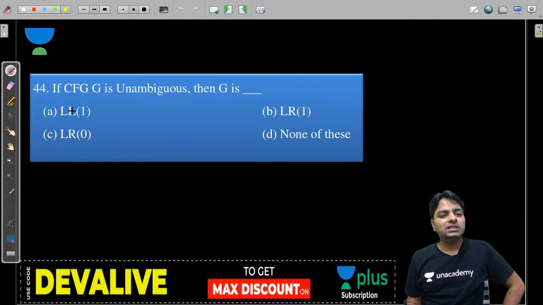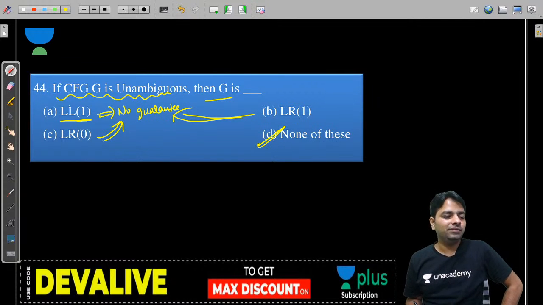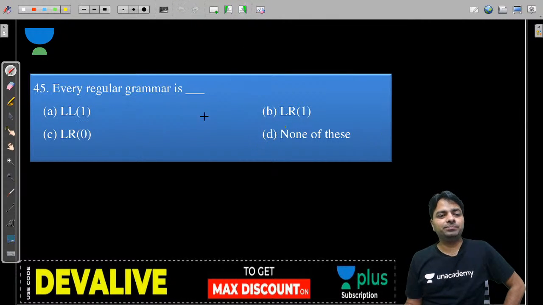And now, if the CFG is unambiguous, then can you guarantee LL1? No guarantee. LR0 no guarantee. LR1 also no guarantee. May or may not. So D we choose. A, B, C no guarantee.